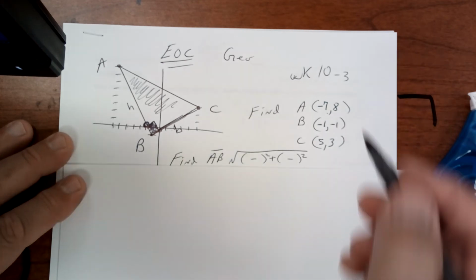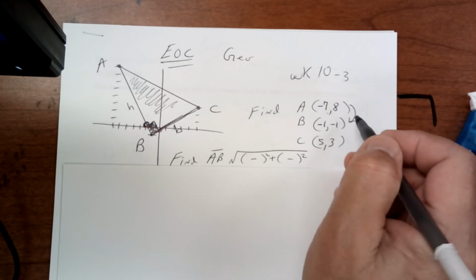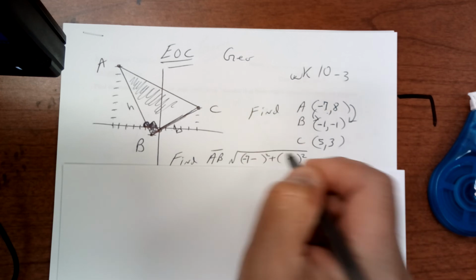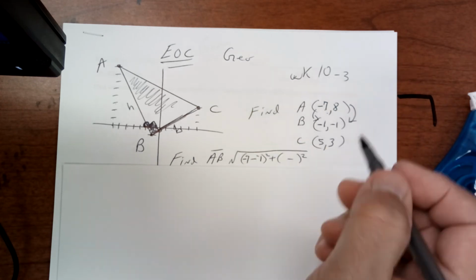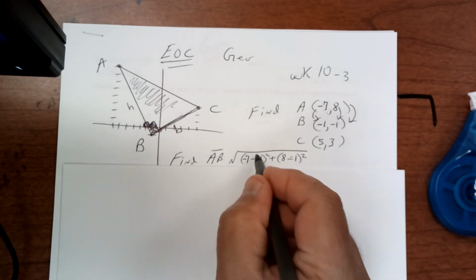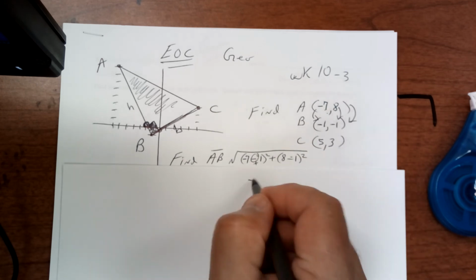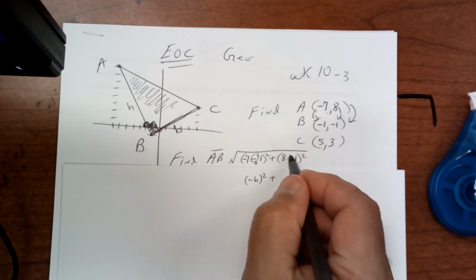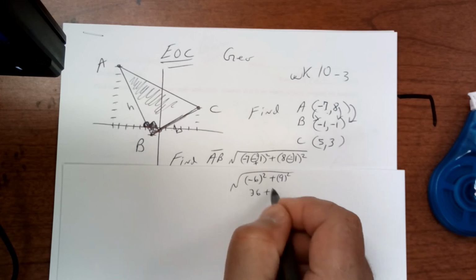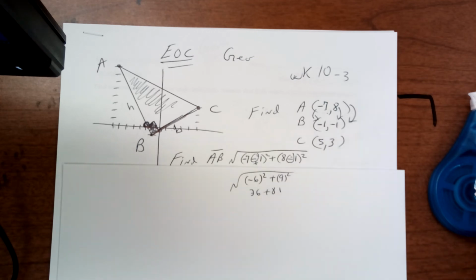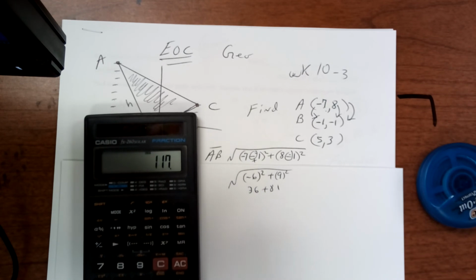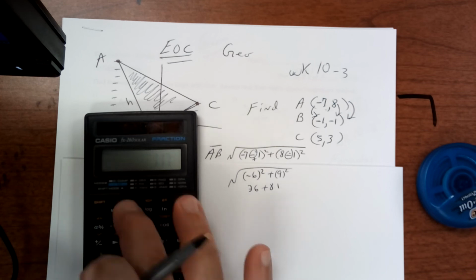So if I go from A to B, it's going to be x minus x. So it's going to be -7 minus a -1. And then this one is going to be 8 minus a -1. So this is going to be a plus. So that's going to be a -6 squared. This is going to be a plus, so that's going to be 9 squared. So it's going to be 36 plus 81, and then the square root. So shift, square root, I get 10.8.